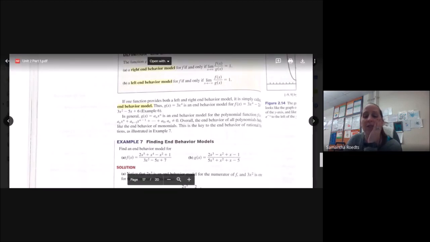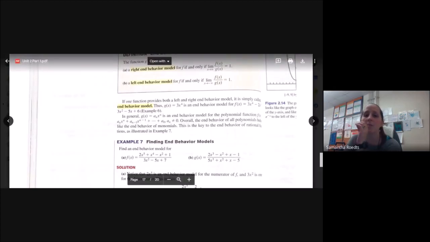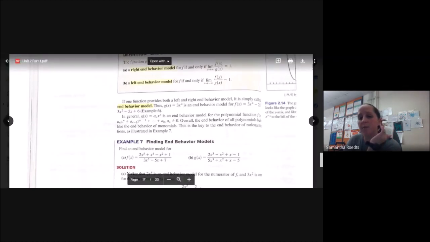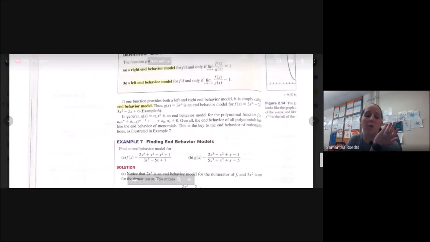So therefore, g of x equals 3x to the fourth is an end behavior model for the f of x function, because both limits equal the same thing. In general, g of x equals a sub n x to the nth is an end behavior model for the polynomial function f of x, as long as a sub n doesn't equal 0. So overall, the end behavior of all polynomials behaves like the end behavior of monomials.